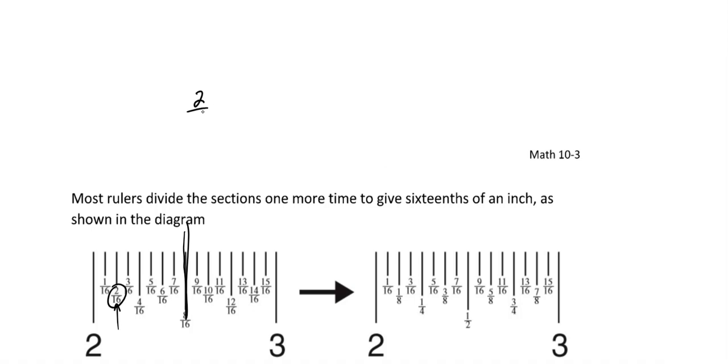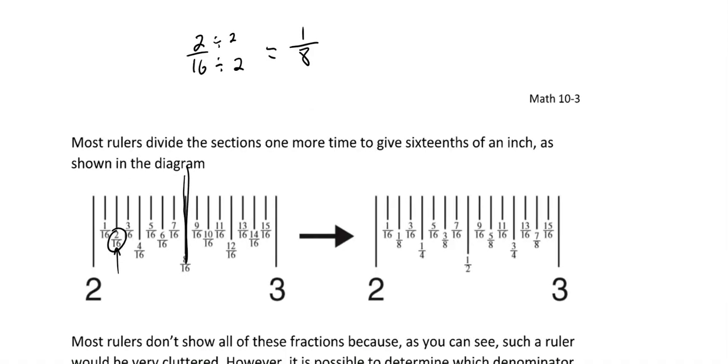2/16. The way we simplify that is we can divide the top by 2 and the bottom by 2. So 2 divided by 2 is 1. 16 divided by 2 is 8. Right, so that just really is the same thing. Okay, and then 3/16, 4/16. What would that be the same as? Quarter, right?